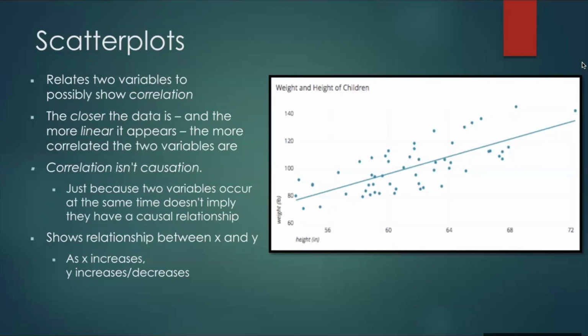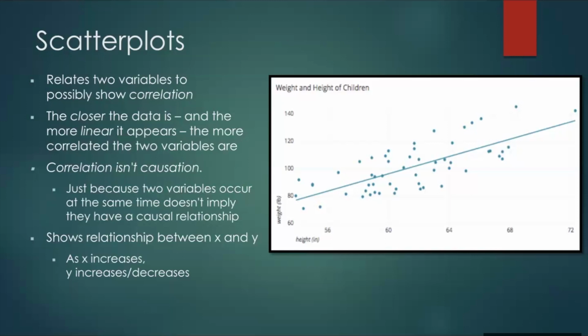So scatter plots also show the relationship between X and Y. As X increases, Y increases or decreases, or as X decreases, Y increases or decreases, right? It's just dependent upon the graph. So in this case, on the right-hand side, the title of our graph is weight and height of children, okay? So we have our height on the bottom, which is our independent variable, and our weight on the left, going from bottom to top. That is our dependent variable. It's dependent upon the height of the child.